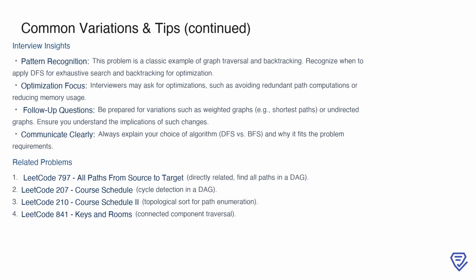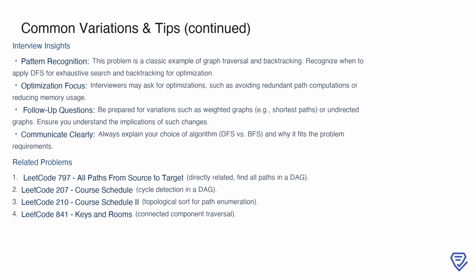In interviews, this problem often serves as a test of core graph traversal and backtracking techniques. Recognizing the patterns is key. DFS is the go-to for exhaustive searches, while backtracking helps optimize path exploration. Interviewers may also explore optimization opportunities with you, such as reducing redundant path computations or minimizing memory usage. Be prepared for follow-up questions that introduce variations, like weighted graphs for shortest path problems or undirected graphs that might require additional handling. When these variations are presented, it's important to articulate how the changes affect your approach.